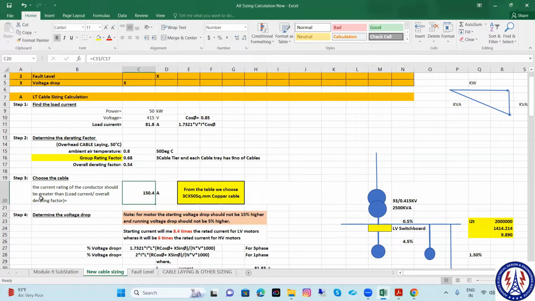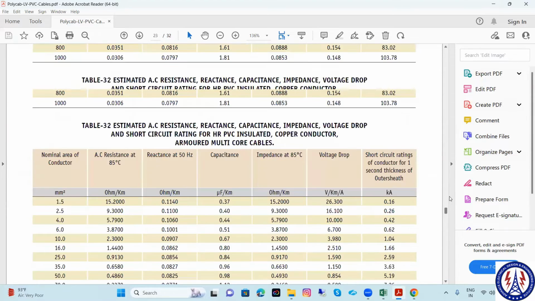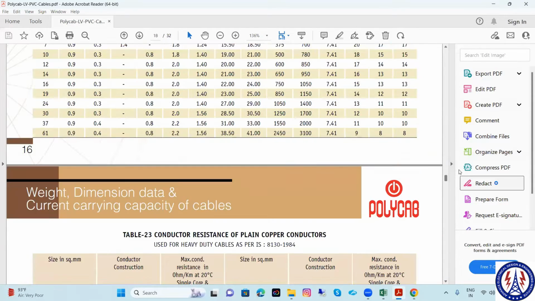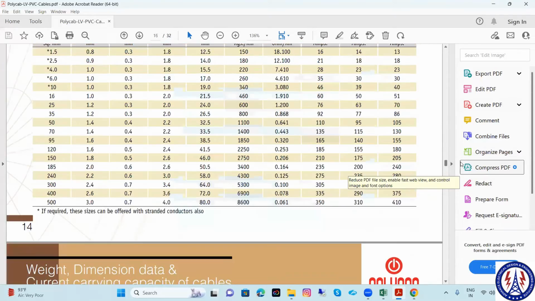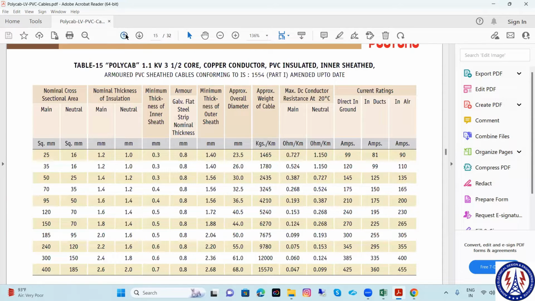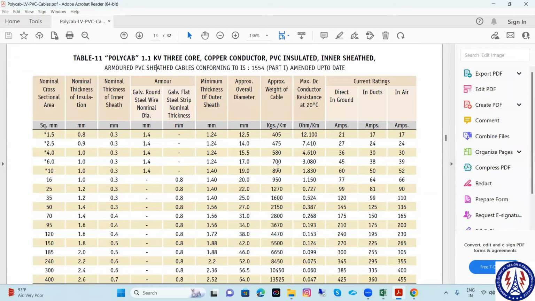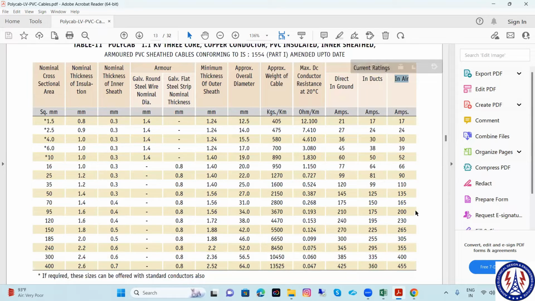So I will select the cable which can carry 151 ampere. Suppose my cable is copper and it is a motor feeder, so definitely a 3 core cable will be there. So I will go to the catalog. This is 4 core, this is 4 core aluminum, this is 3.5 core, 3 core copper. This is armored. My cable is laid overhead, so in air, current rating will be applicable. My requirement is 151, so it will come here, right? 165 will satisfy the criteria, correct?